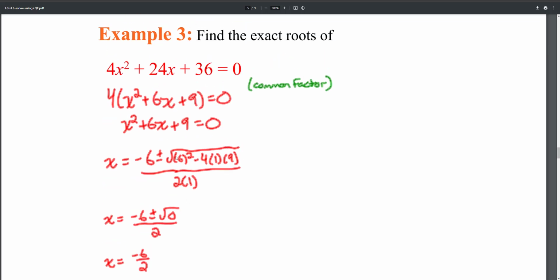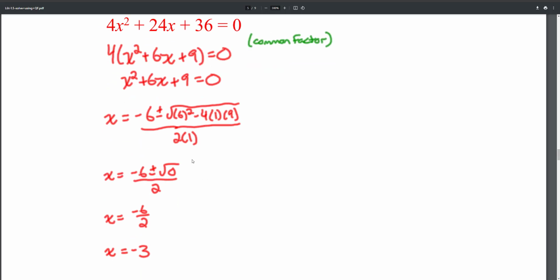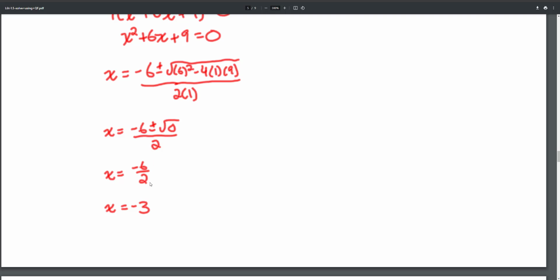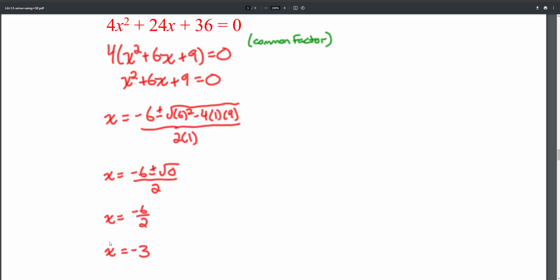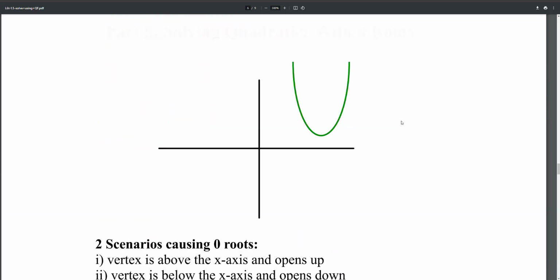So yeah, if I were to just plug this in, 6 would be my b value now. 6 squared is 36. My a value is 1, my c value is 9. So 4 times 9 is 36. So 36 minus 36 is 0. In this example, the radical just simplifies to 0. And the final answer just becomes -6 over 2, which is -3. And we only have one answer in this example because the discriminant was equal to 0. And that's my exact answer.